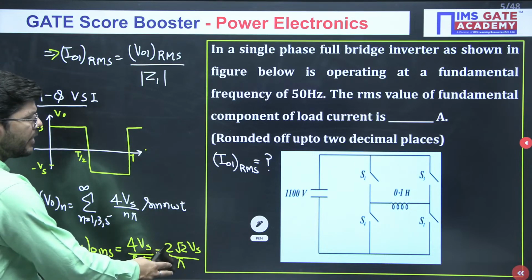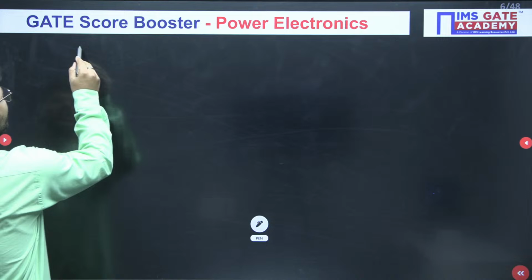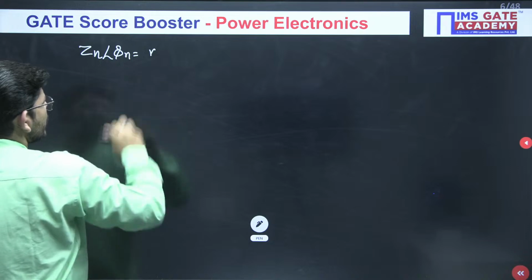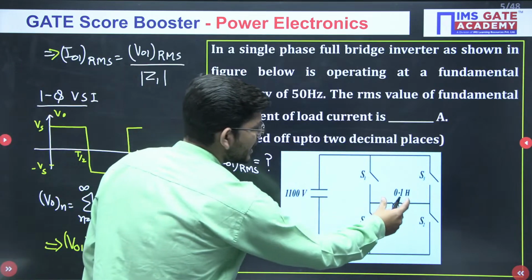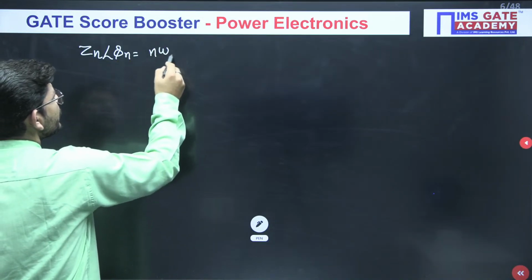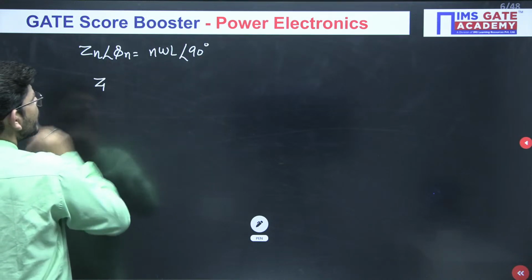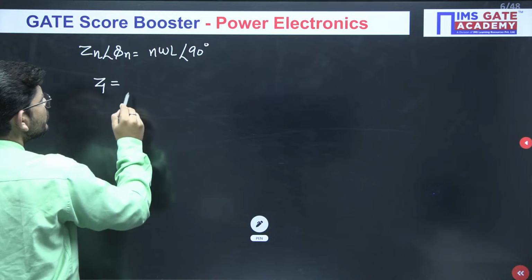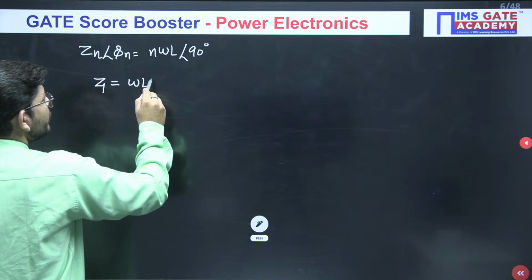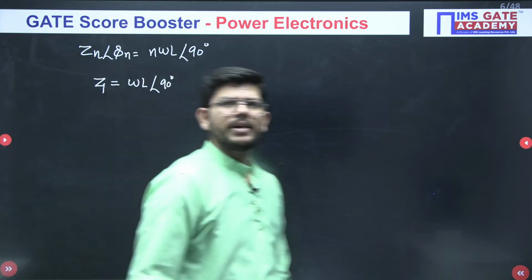Now, after that, we have to find the impedance as well. Normally, how do we write the impedance? Zn angle phi n. On the side of impedance, we have only the inductance here, so it will be simply n omega L, and for inductance, the angle will be 90 degrees. Now, since we have to find the fundamental impedance, it will be omega L, and the angle will be 90 degrees. So this will be the fundamental impedance.